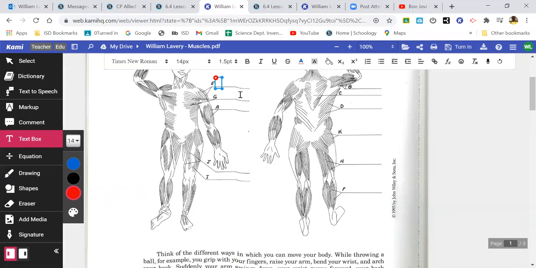Letter E is the deltoid. All right, letter E is the deltoid. It looks like a delta. It's used to raise your arm, okay?